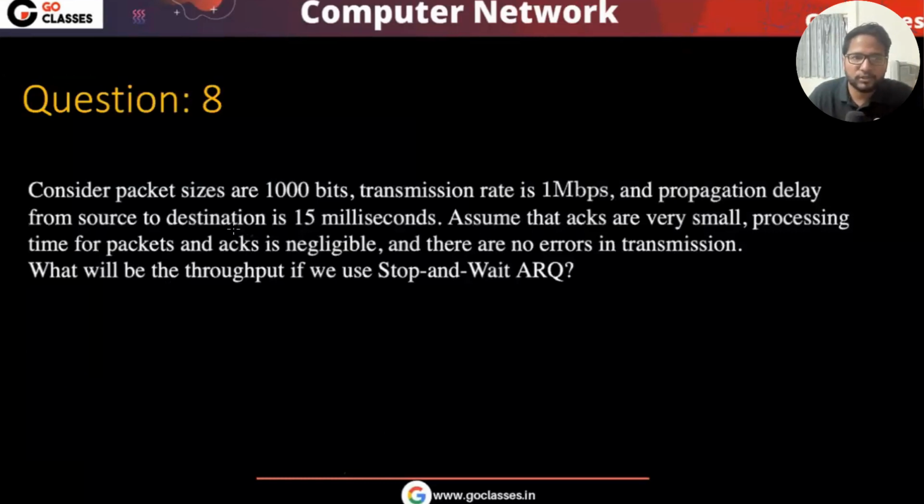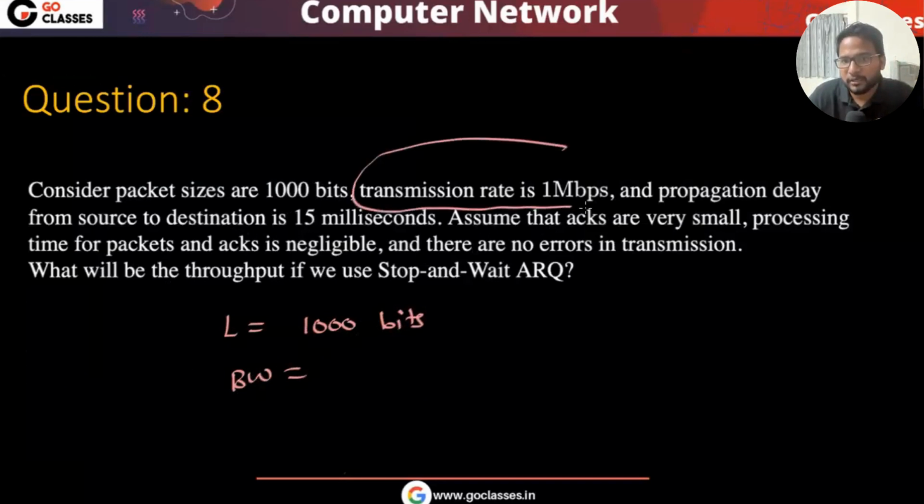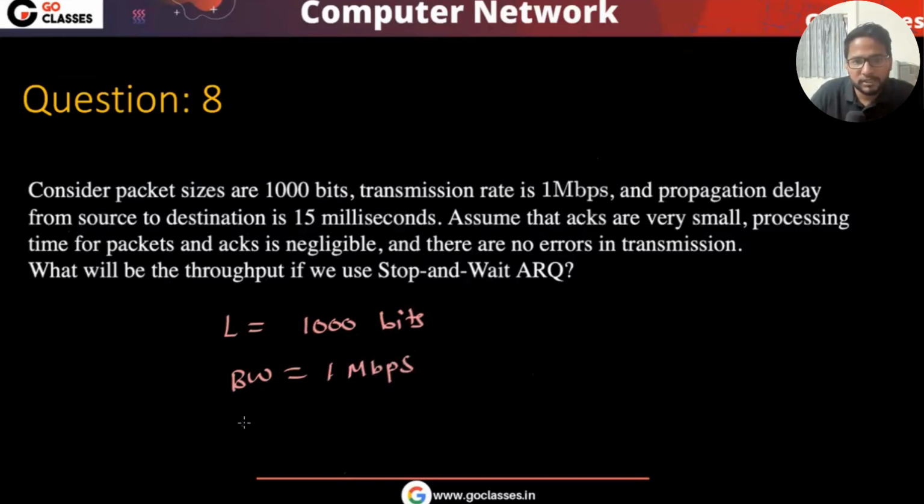Let's see this particular question. Consider the packet size is 1000 bits, and the transmission rate is also given. The packet size means the length, right? Length is 1000 bits. Bandwidth is given. What do you understand from this transmission rate? Transmission rate is basically the bandwidth, right? 1 Mbps. And the propagation delay given to you is 15 milliseconds.